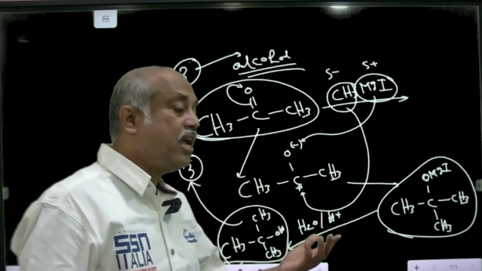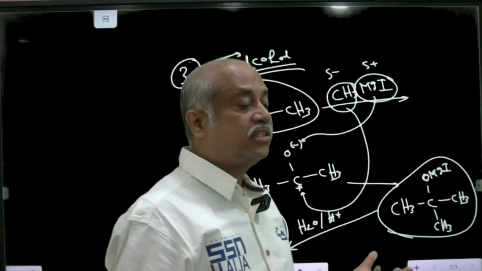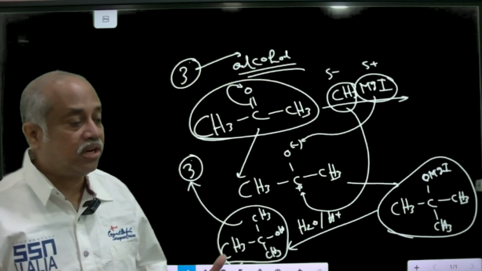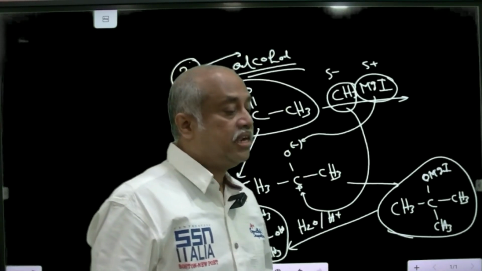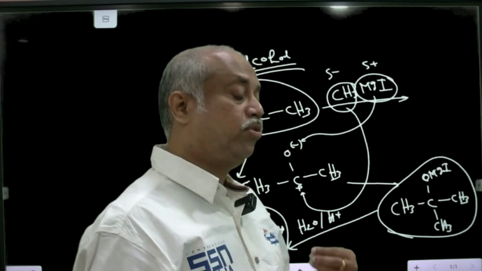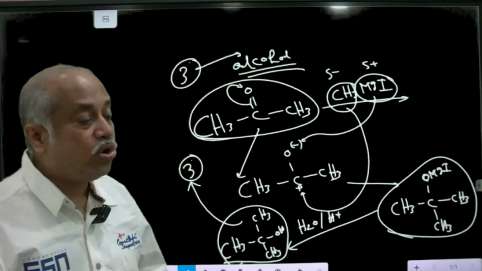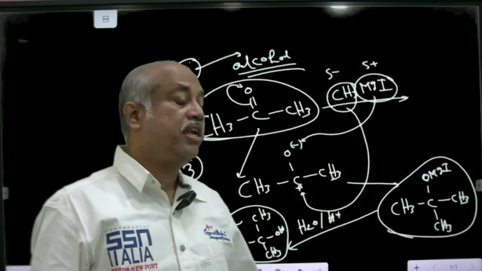When formaldehyde reacts with Grignard reagent, it will produce primary alcohol. When aldehyde reacts with Grignard reagent, it will produce secondary alcohol. When ketone reacts with Grignard reagent, it will produce tertiary alcohol.